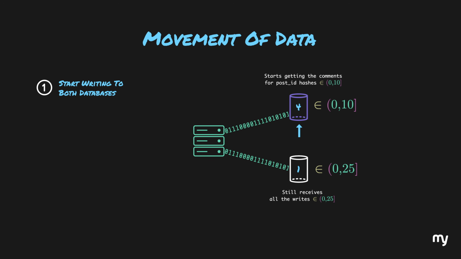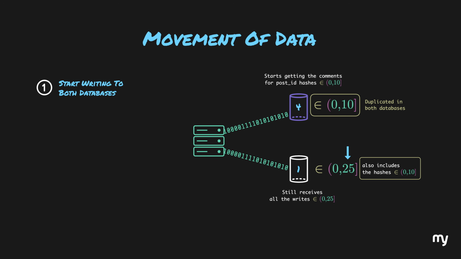At this point, the new database is receiving writes of hashes from 0 to 10, while the old database receives all the writes from 0 to 25, which would also include the hashes from 0 to 10. This way, the comments with post ID hashes between 0 and 10 will be duplicated in both the databases, which is okay for now, because for now, we still read the data from the old database.